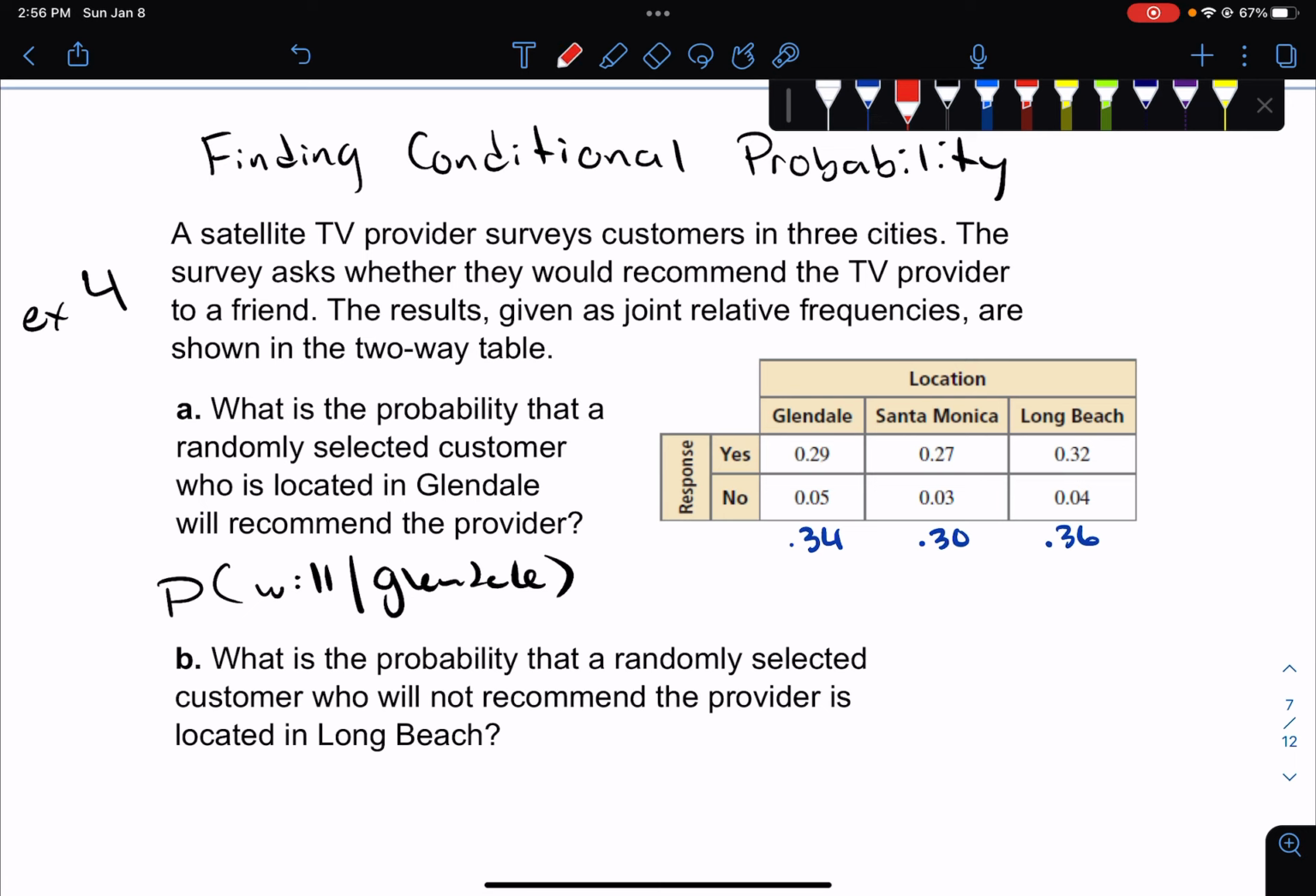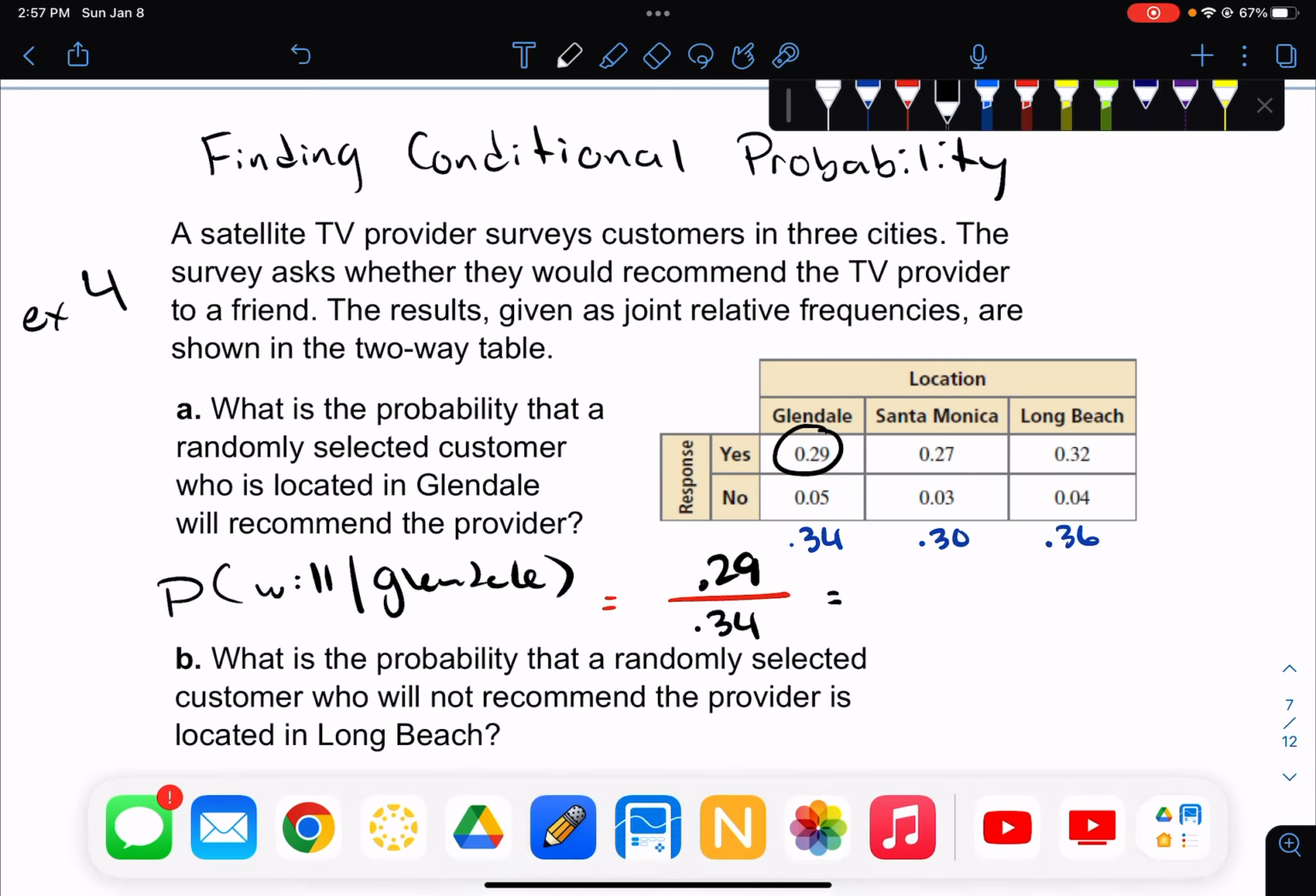So when I'm calculating this, when I'm finding the probability, on the bottom is going to be all of the Glendale people. I don't care about Santa Monica. I don't care about Long Beach because it only wants people that are located in Glendale. And that is 34%, 0.34. That's how many of the total people live in Glendale. And how many of those recommend is this number right here, 0.29 of the people.